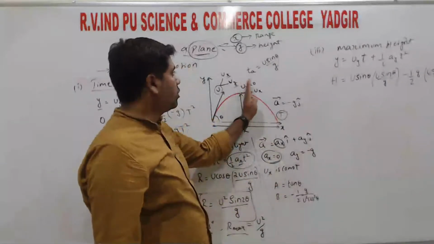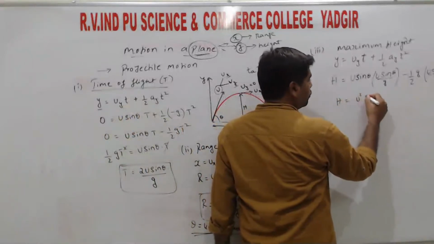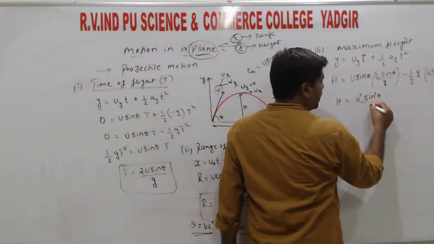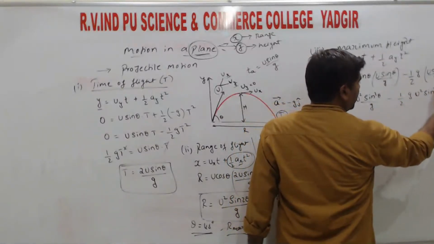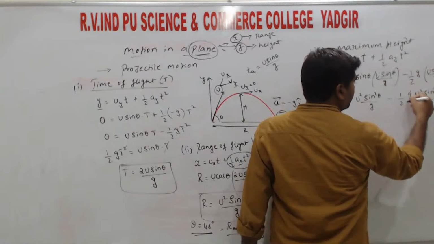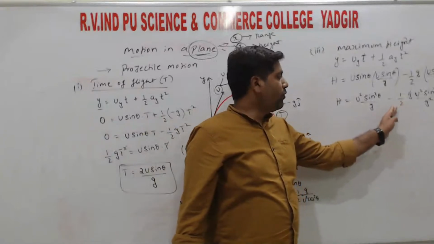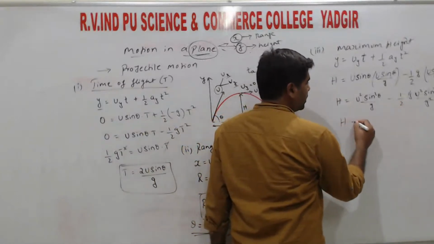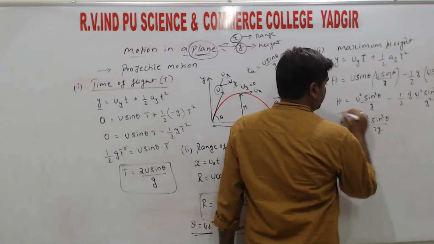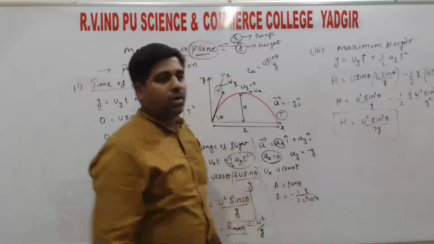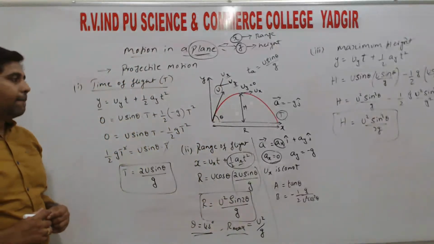Since we consider only up to the half value, we have taken the time of ascent. So simplifying here, h is equal to u square sin square theta by g minus 1 by 2 g into u square sin square theta divided by g square. So g square gets cancelled. So if we take common and simplify, we get the final expression h is equal to u square sin square theta by 2g. So this is for the maximum height. That means the maximum vertical displacement, right?